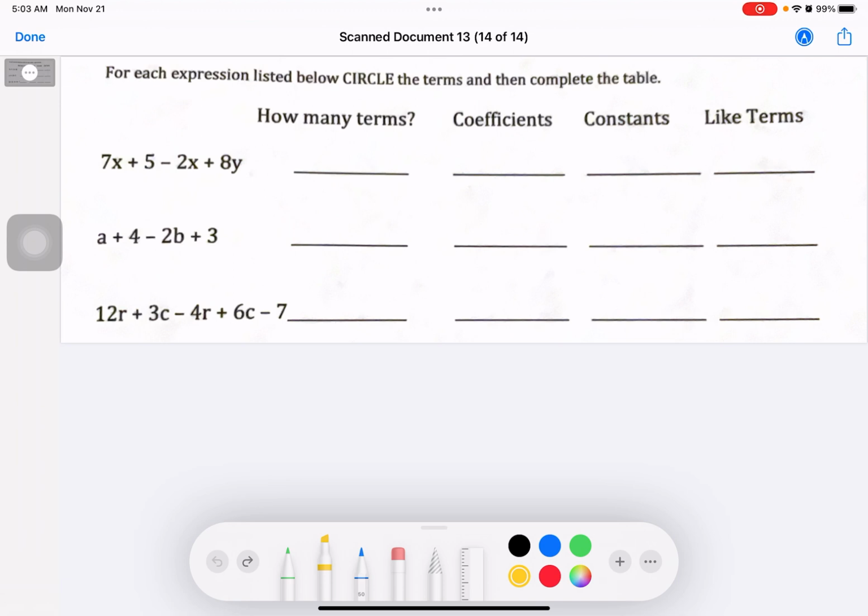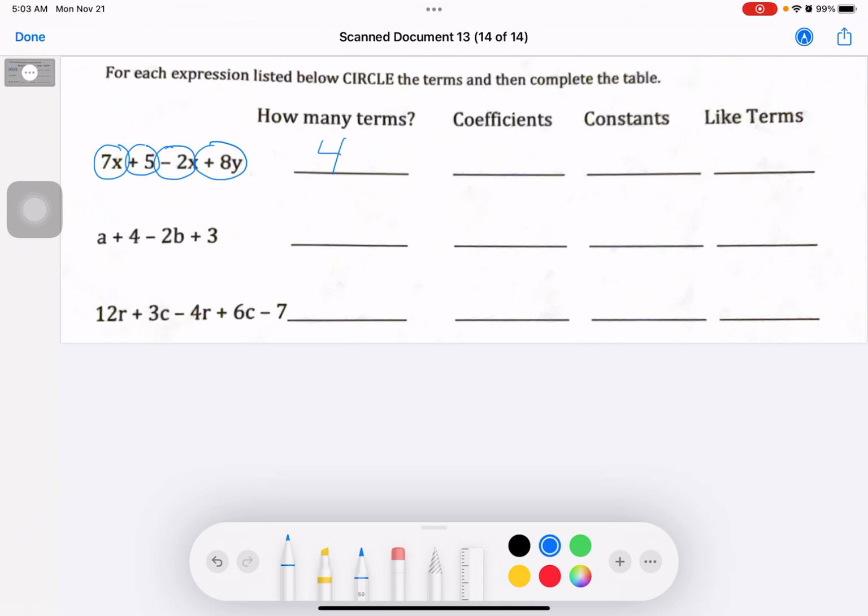Do you remember how many terms are in each of these expressions? How did we figure that out? How many terms do you think are in this first expression? If you said 4, you would be correct. Remember that the way that we count the terms are 1, 2, 3, and 4, remembering to take the sign that's in front of them.